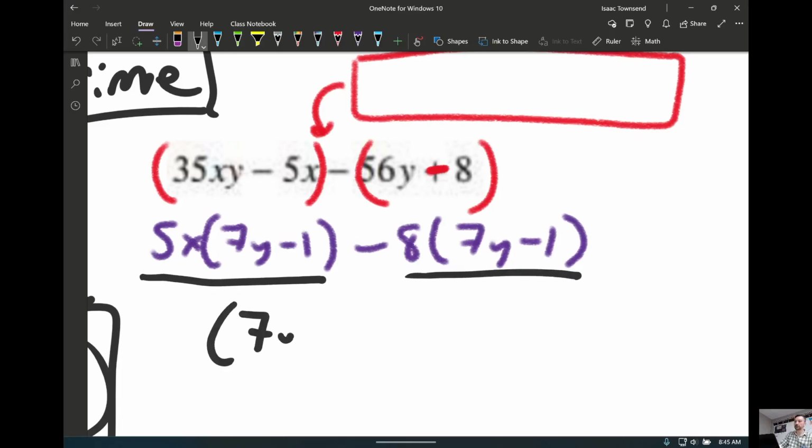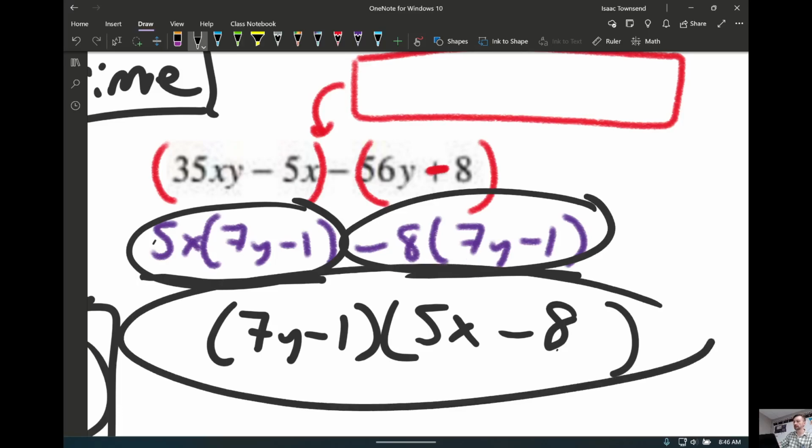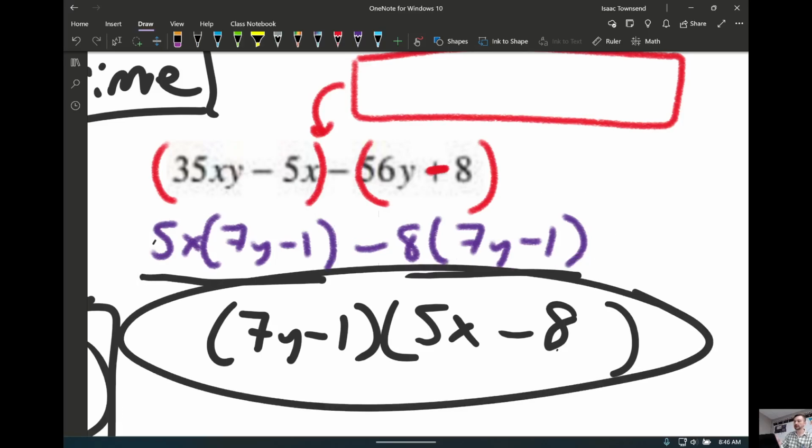Both of those also have a GCF. They both have a 7y minus 1. So factor it out front. 7y minus 1 times 5x gives me this. And 7y minus 1 distributed to negative 8 gives me all of that. That's how that factors.